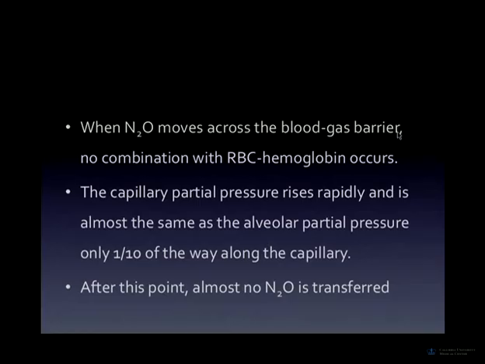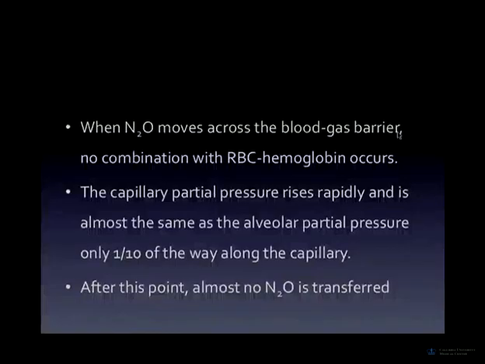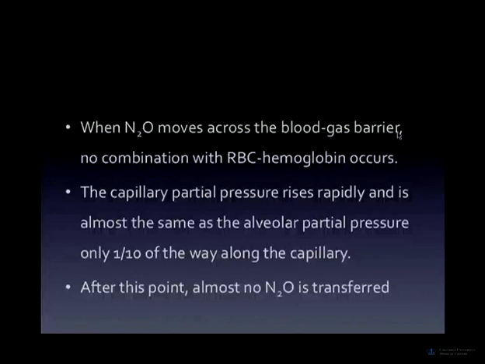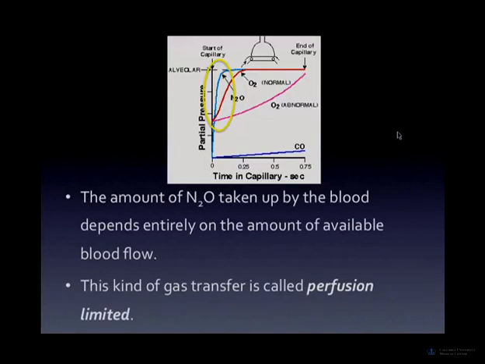So when nitrous oxide moves across that blood-gas barrier, no combination with the hemoglobin occurs. It's all being dissolved in the blood. And consequently, the partial pressure of nitrous oxide in that capillary blood rises very, very rapidly. And only a tenth of the way along the capillary, your partial pressure of nitrous oxide in the blood is pretty much the same as your alveolar partial pressure of nitrous oxide, and no more nitrous oxide is transferred. So the amount of nitrous oxide that gets taken up by the blood depends entirely on the amount of available blood flow. So we call this kind of gas transfer perfusion limited, and it looks like this on our graph.